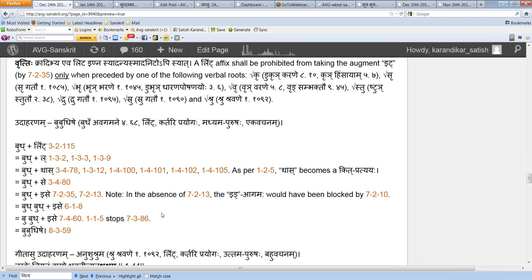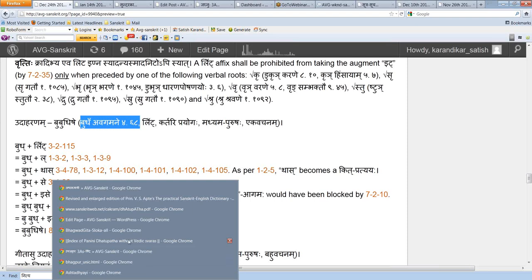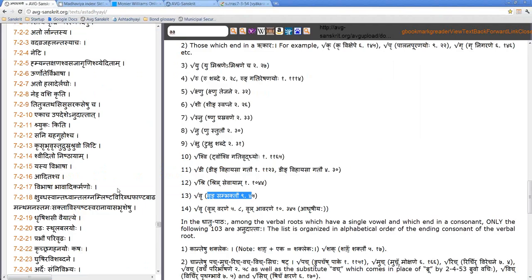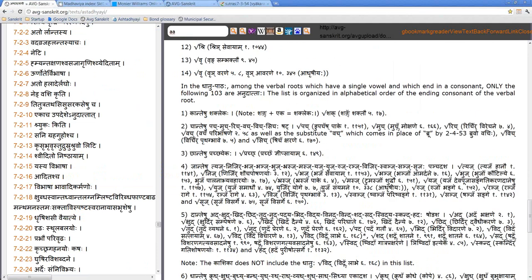Now 7.2.35, it says ardhadhatukasyed valadeh, it's the first step. The pratyaya se is valadi, it is sanjna of ardhadhatukam because of lit. Now, what does 7.2.10 say? Is budha avagamane in the divadigana? Let's check 7.2.10. It's a lesson for today. When you say 7.2.35, immediately check 7.2.10. And 7.2.10 has the dhatu budha avagamane.